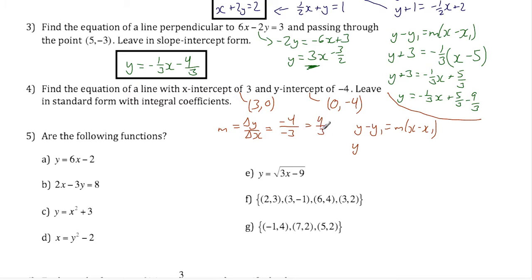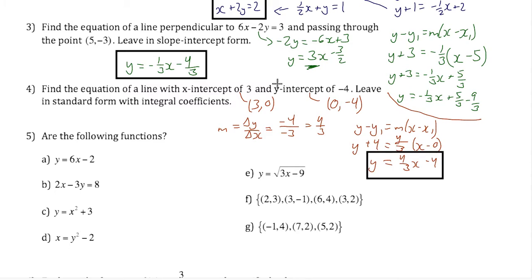Given that this is a fraction slope, I'm actually going to choose x to be 0. So I'm going to have y plus 4 equals 4/3 times x minus 0. Now you can see when I distribute this, I just get 4/3 x minus 0 minus the 4, and that is my answer.